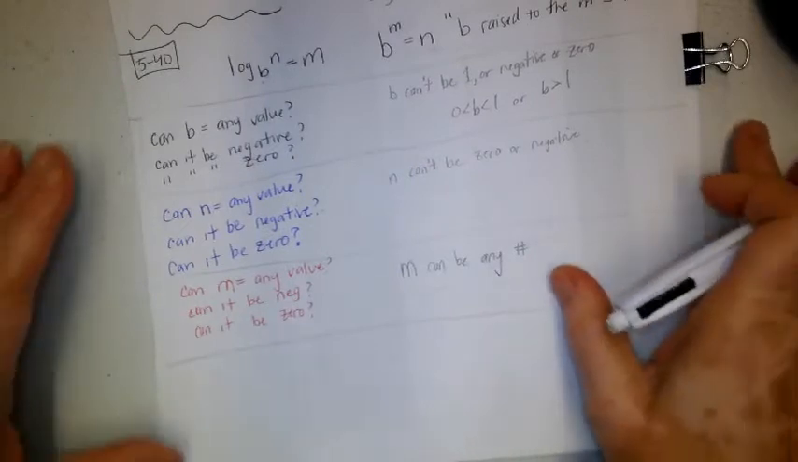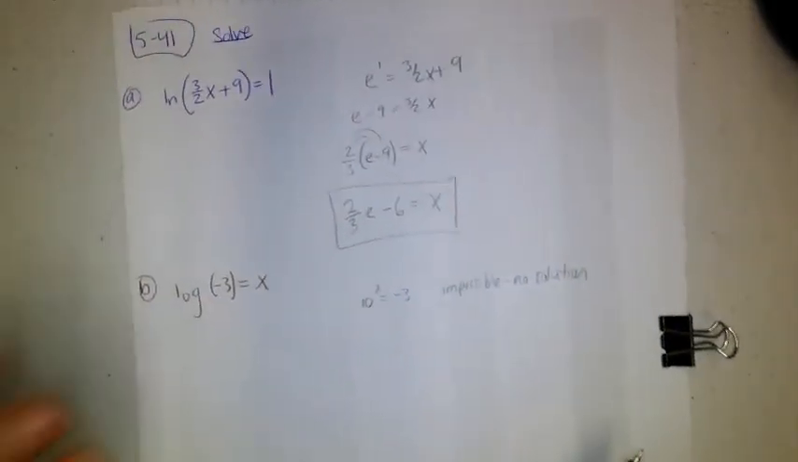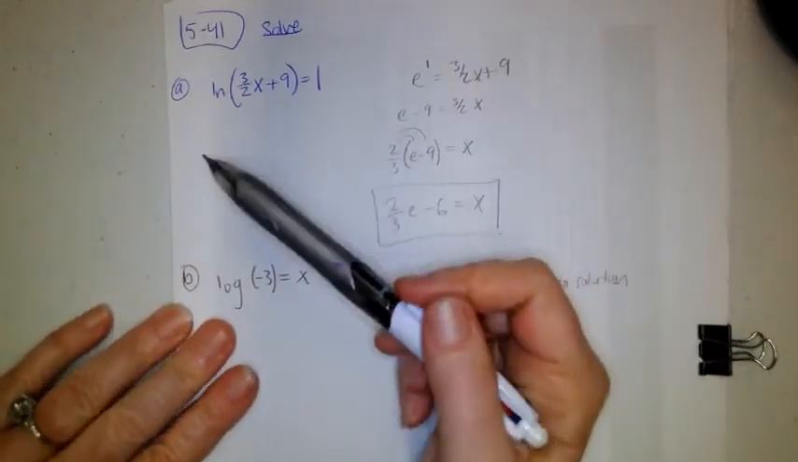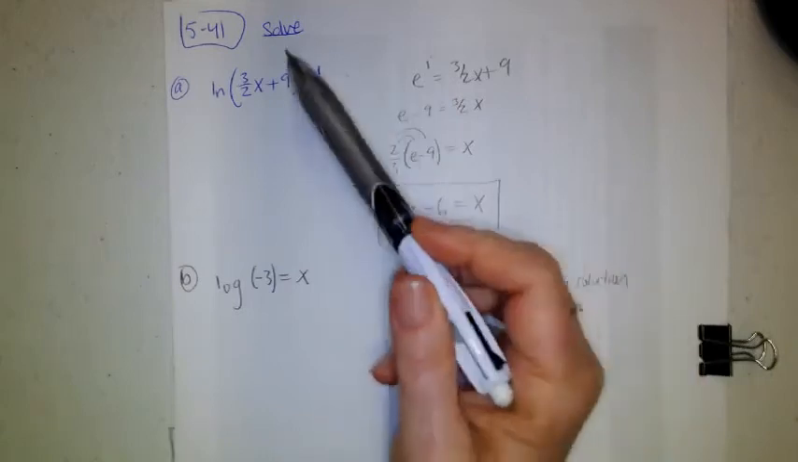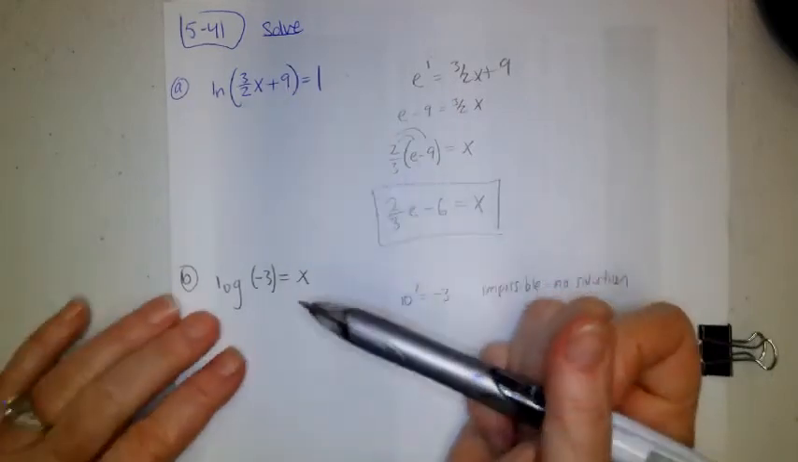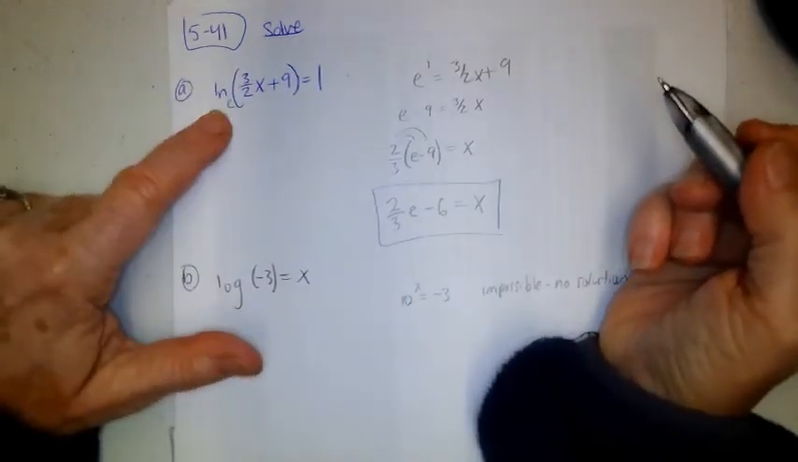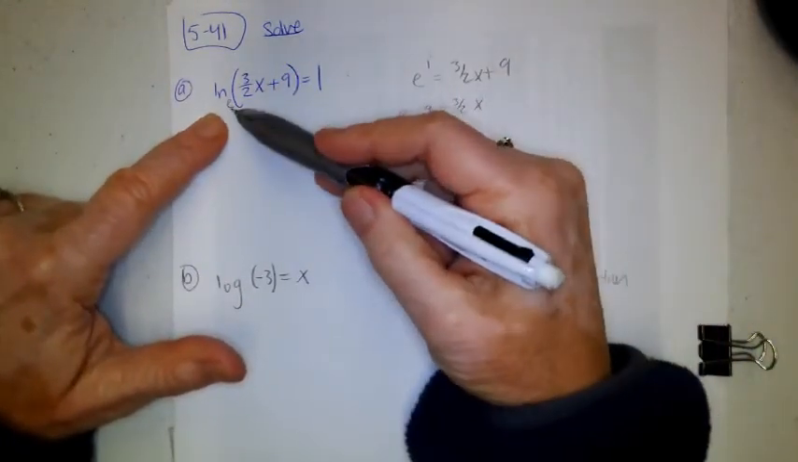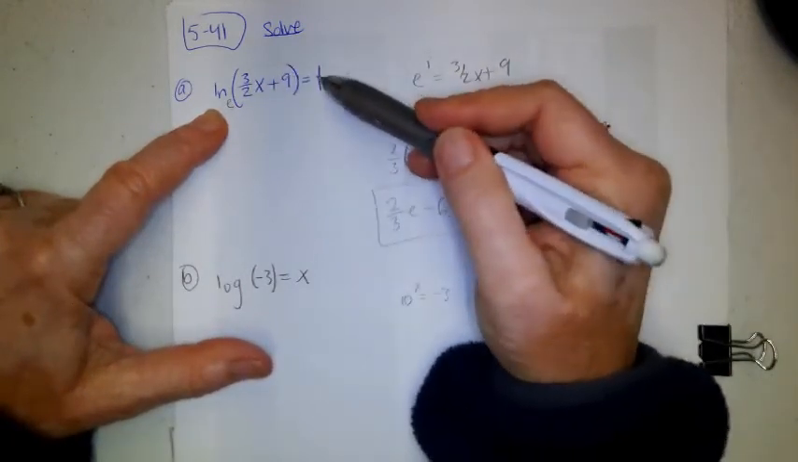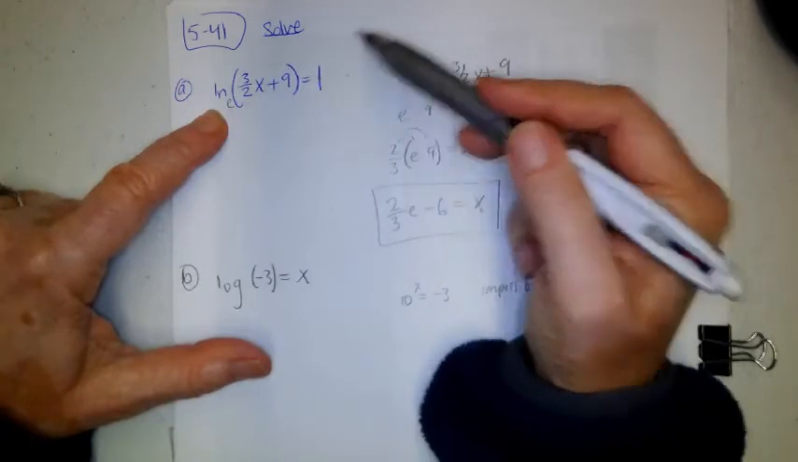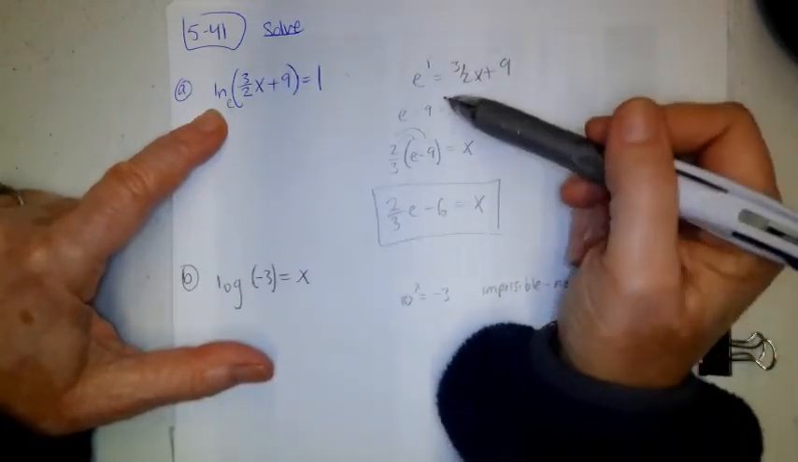Maybe I took too long on that. That was 5-40. And here's 5-41 we're going to solve. It says ln of (3/2 x plus 9) equals 1. The way you solve these is, remember that if it's ln, it has a base of e. Then put that in exponential form. So you say e raised to what equals this argument. You're going to say e raised to the first power equals this argument. That's what I did as my first step.